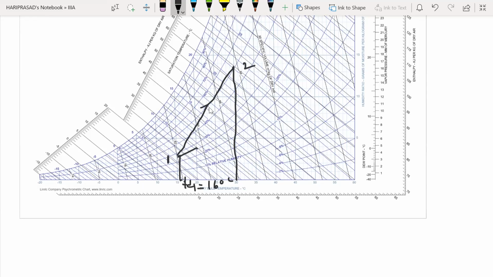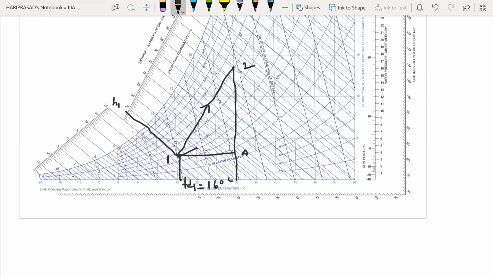So 1 to 2 represents heating as well as humidification process. From 1 you draw one horizontal line and represent it as A. 1A is called the sensible heating process. A to 2 is called the latent heat, that is the humidification process. Now from the psychrometric chart, try to find the H1 value. From 1 you draw a constant enthalpy line, and you get the H1 value.